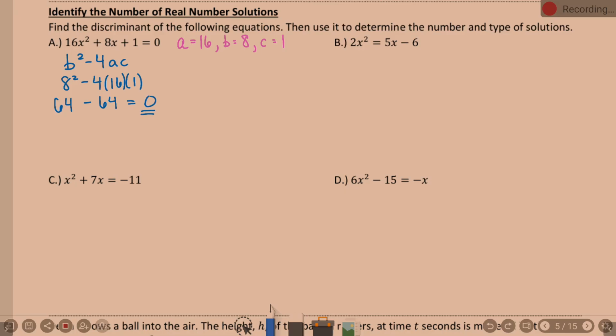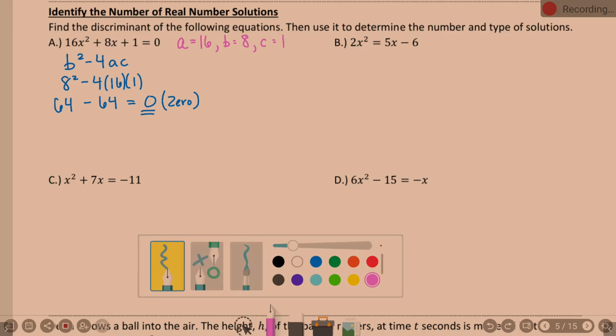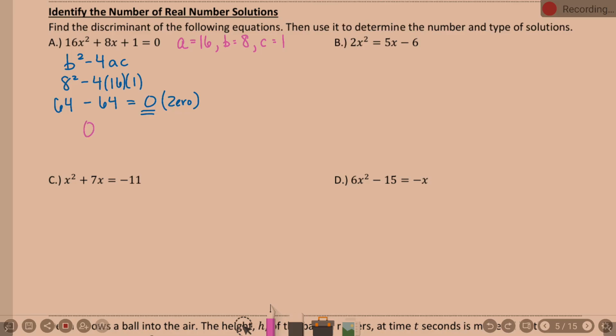Okay, guys. We just got that it equals 0. With that in mind, my discriminant is 0. What's that mean in terms of solutions? If you look up above, it's one real solution. We talked about yesterday it would be called a repeated solution. So there would be one real solution and it would be repeated.